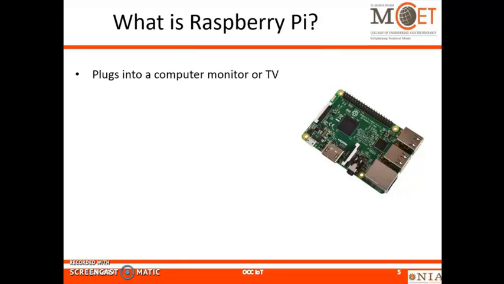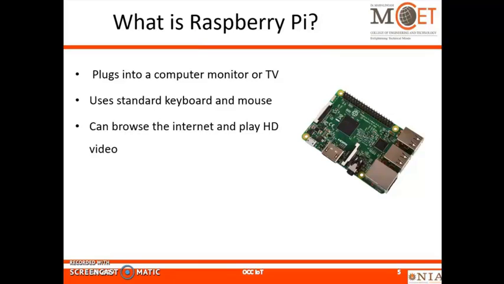And also it can be plugged to a computer monitor or TV. It can also use the standard keyboards and mouse, where we can use a laptop and also PC. So it can browse the net and play HD video. It can also interact with the outside world. So about this we will discuss in detail while we are seeing the hardware portion, because how this can be achieved we can explain through the hardware portions. So we will see later.